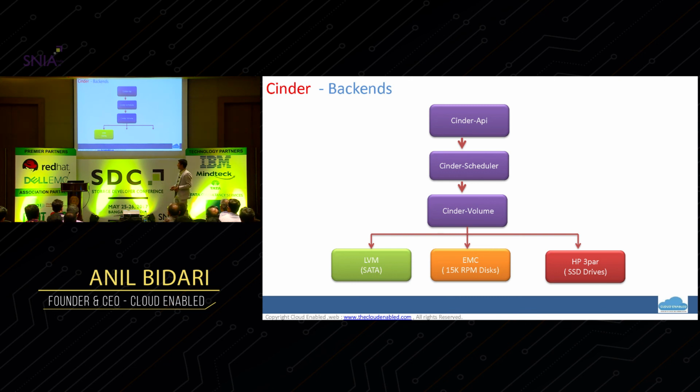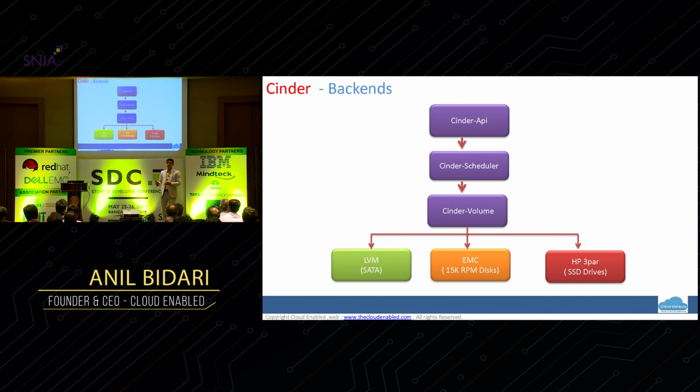That's one option. I also like proprietary products, so I have an EMC SAN already invested in, a VNX running 15K RPM disks. I'm good with that, and there are drivers available where Cinder can talk to EMC SAN as well. Then I have HP 3PAR, probably running all the SSD drives.